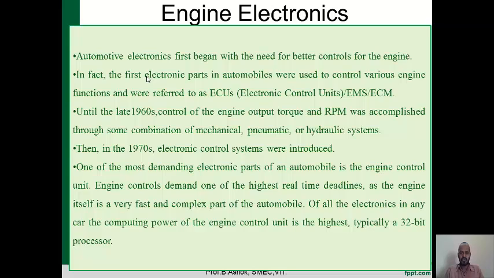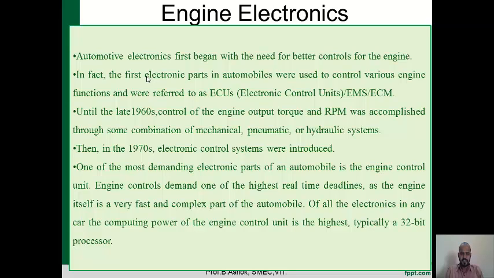If the electronic control unit is used for the engine, then it is called an EMS, the engine management system, or ECM, engine control module, or in some categories they call it a PCM, powertrain control module. All these terminologies define the same thing, EMS, ECM, or PCM. It is nothing but an electronic control unit belonging to the engine.